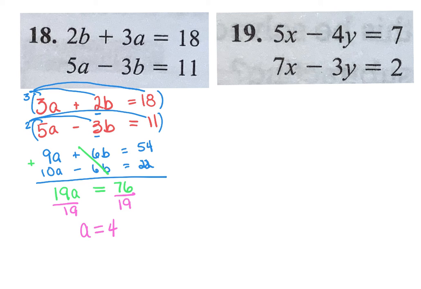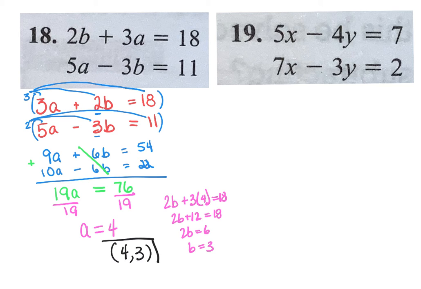Am I finished? No, I'm not finished. I have to solve for b. You can plug it into either equation. It doesn't matter. So 2b plus 3 times my a equals 18. 2b plus 12 equals 18. Subtract your 12. Divide by 2. So my answer here is going to be a, b: 4, 3. All right.